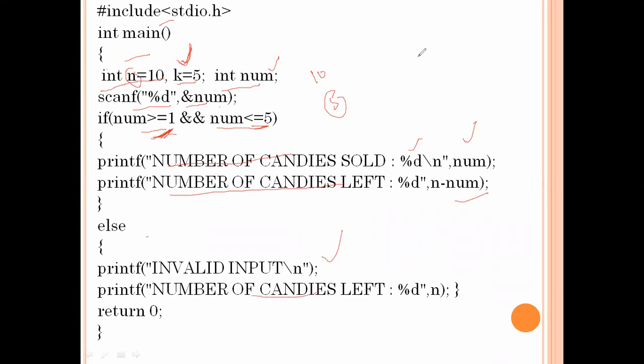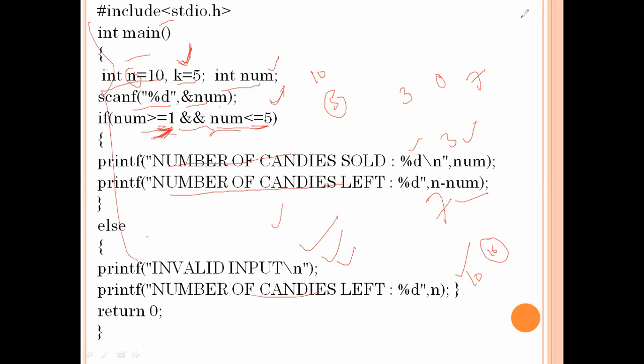For example, suppose we enter the value 3. So 3 lies between these values. So the number of candies sold is 3. N minus 3, the N value is 10, N minus 3 value is 7. That one is printed. Suppose we enter 0, 0 is less than this one. So print invalid input and the number of candies is now 10. Suppose we enter a value of 7, 7 is greater than 5. So print invalid input, the number of candies is 10. The total number of candies in the jar is 10. So in this way, we print that value in C language.